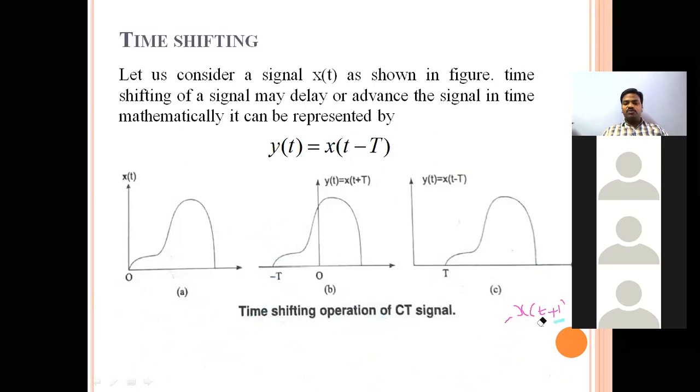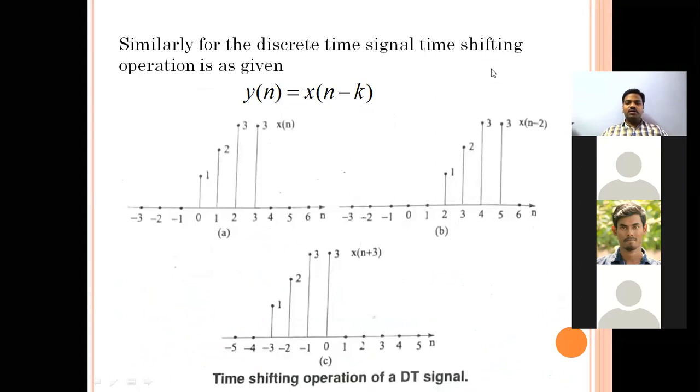Okay, this is the time shifting operation which is performed on a continuous time signal. Suppose if the same type of operation is performed on the discrete case, let us see. Now see here. Similarly, for the discrete time signal, the time shifting operation is given by y of n is equal to x of n minus k. Now, in this particular case, A, B, C, 3 cases are given.